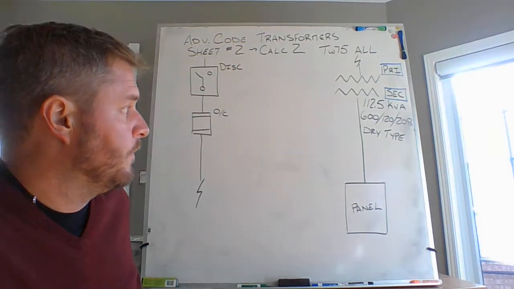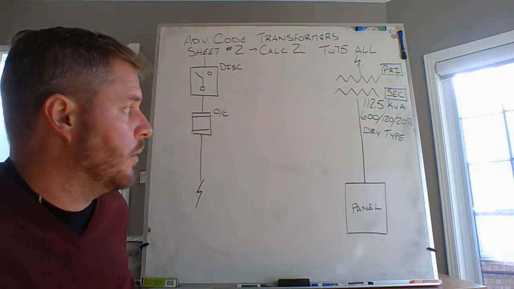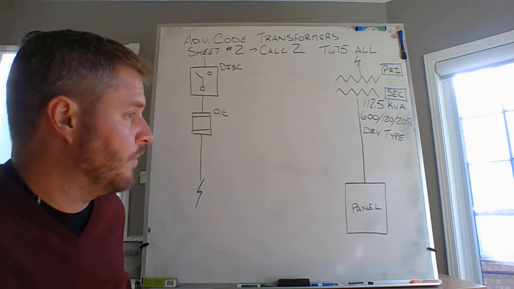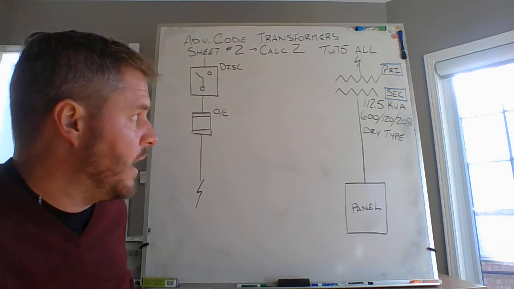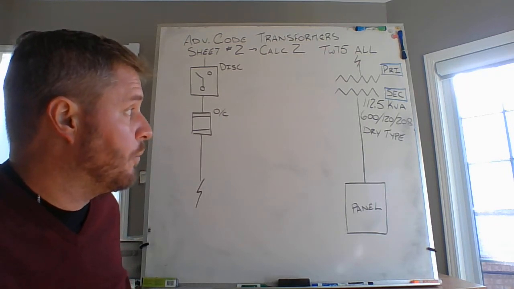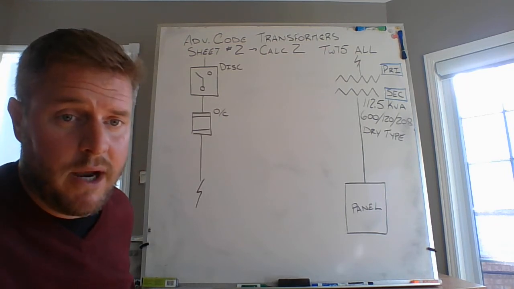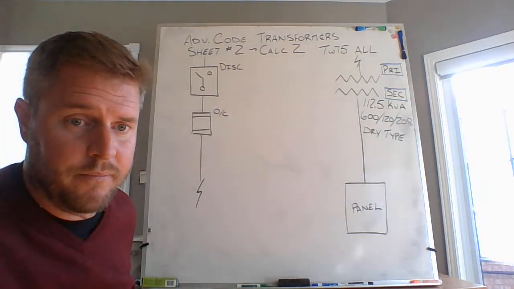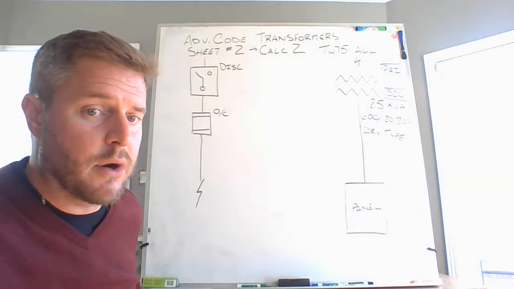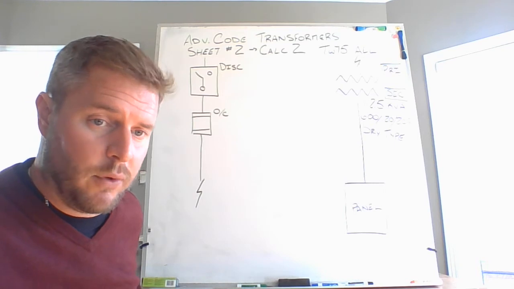3-phase transformer, 600 to 208, dry type. Kilovolt amp rating is 112.5, primary and secondary. So we'll be looking at a 600 volt primary and a 208 volt secondary.